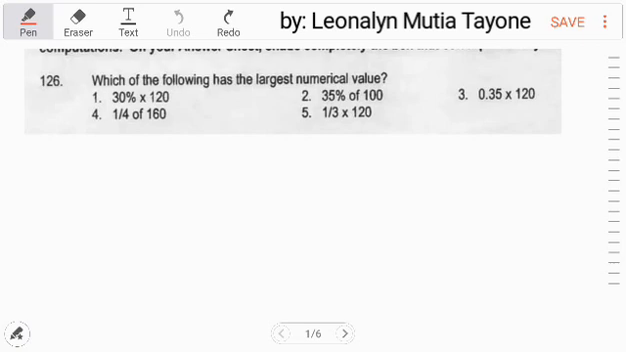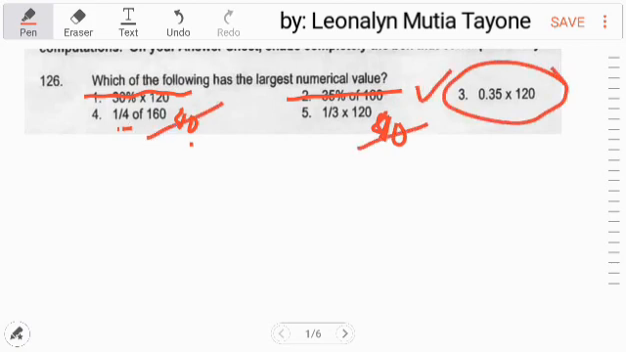Ang mas magandang gawin natin ay doon tayo titingin sa mga choices. Pero mag-elimination tayo. 30% of 120, that is 36. Kung titingnan mo yung katabi niya, 1/4 of 160, that is 40. So, eliminate mo muna yan. Sulat mo, 40 ito. Next, ito 35% of 100. Of course, that is 35. So, eliminate na yan kasi meron na tayong 40. Next, 1/3 of 120. That is 40. Pareho silang 40. So, malamang hindi silang dalawa. So, therefore, ang sagot dito ay itong number 3.